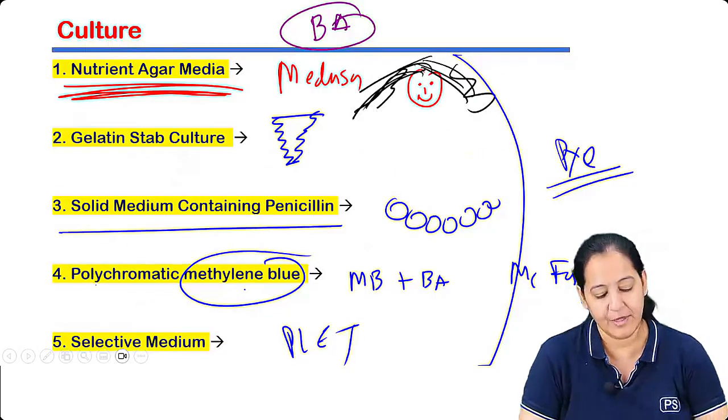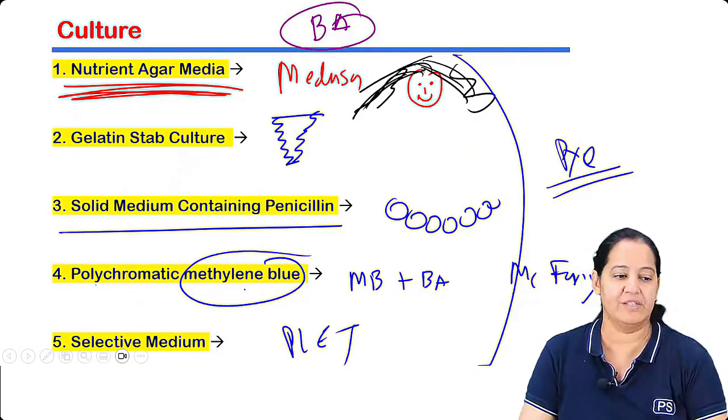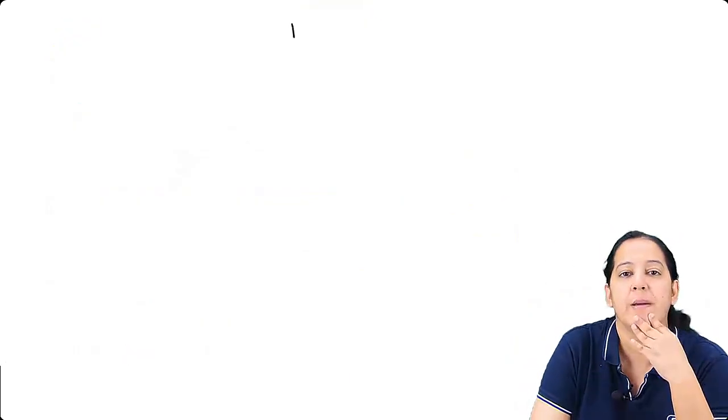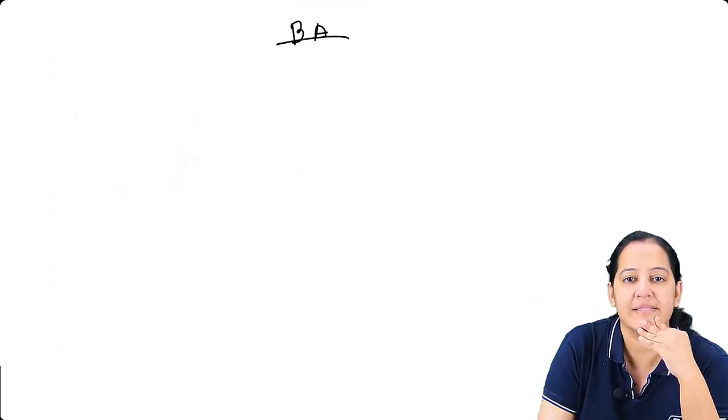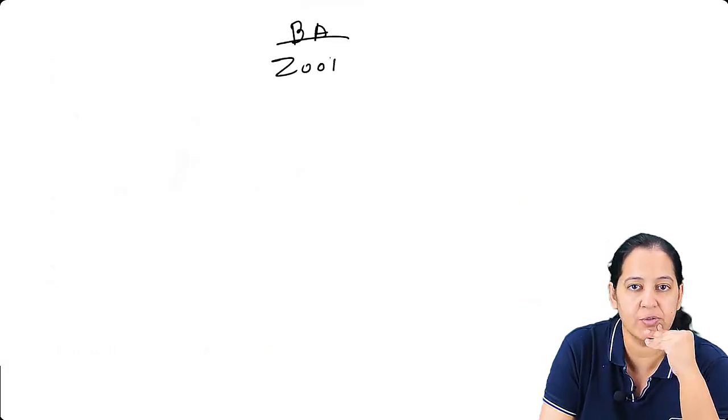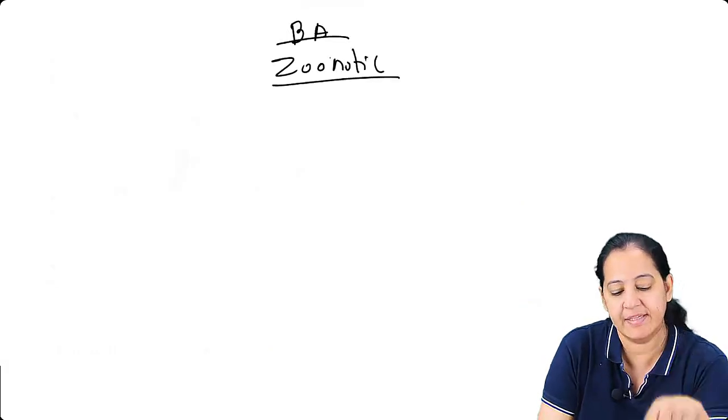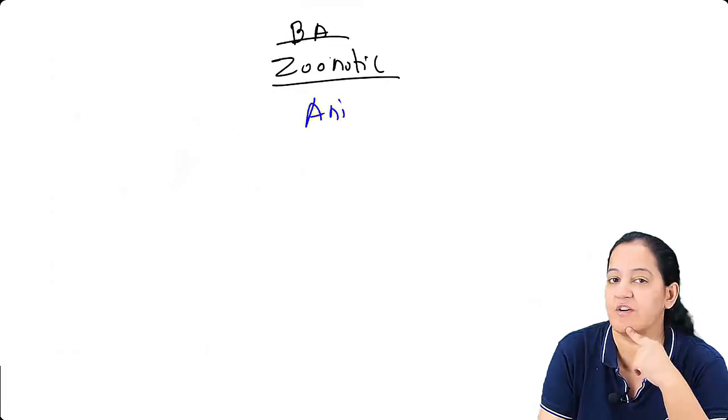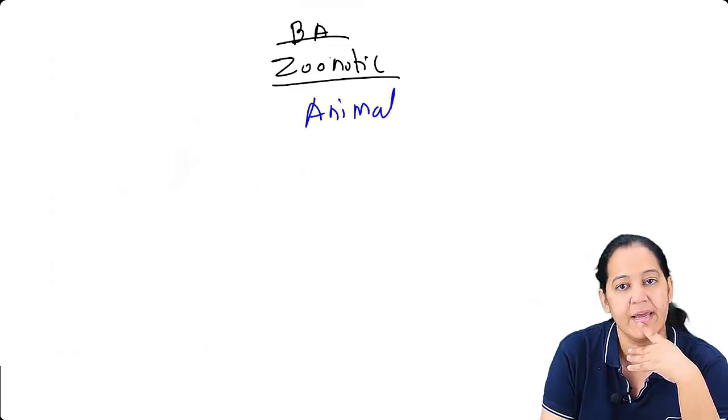Now let me tell you the pathogenesis and virulence factor here. Chalo. Let's start. सुनो मेरी बात सुनो. Then I will show you in the notes. Bacillus anthrax जो है ना, it's a zoonotic disease. What do you mean by zoonotic? It's a disease of animal. It's not a disease of man.